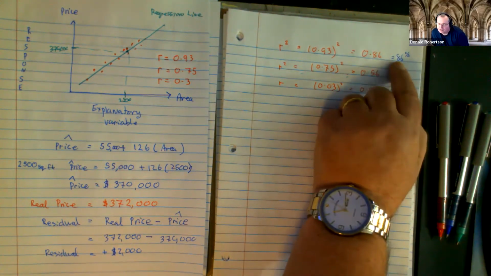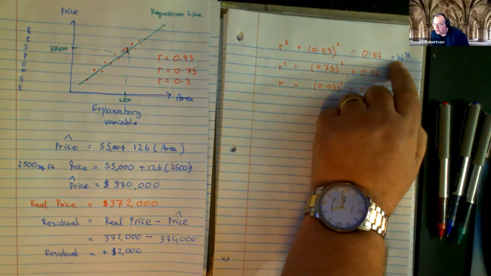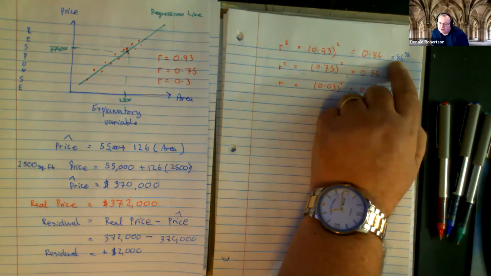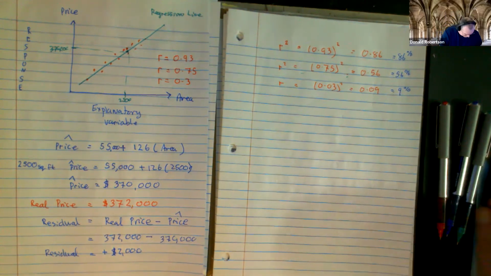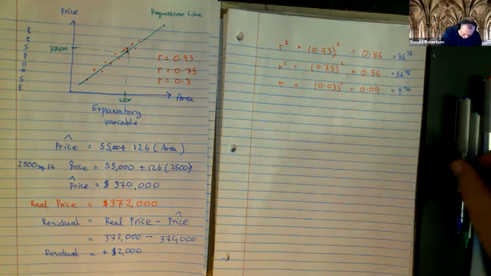You will see in textbooks that another way of looking at this is they say that 86% of the variation is accounted for in the model. And that just means that 86% of the data points will fit on that line or darn close to it. Any questions so far?